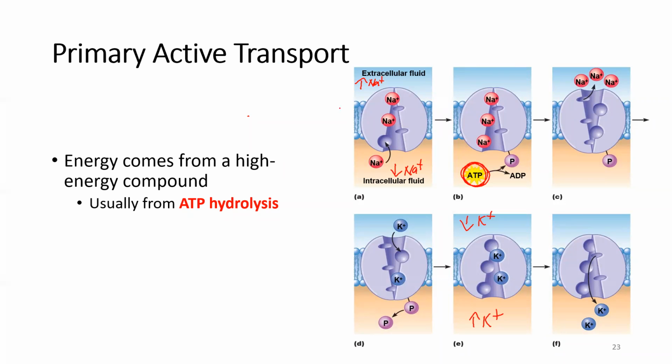Okay, so what happens here is we've got 3 sodium binding to the inner leaflet of this pump. ATP is hydrolyzed, and those are kind of spit out on the extracellular surface here. And then for potassium, the same thing happens. We've got 2 potassium binding to their specific site on the outer leaflet of this pump. Once again, we hydrolyze ATP to release that energy, and then we simply move those potassiums into the cell.